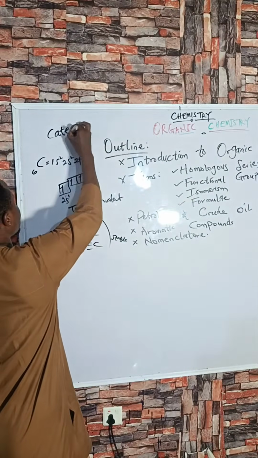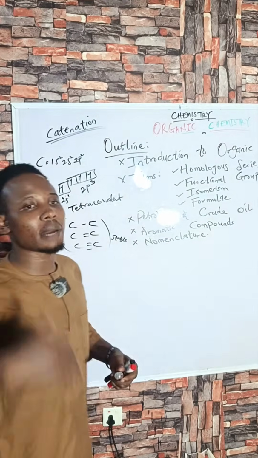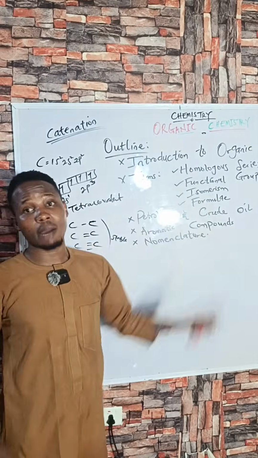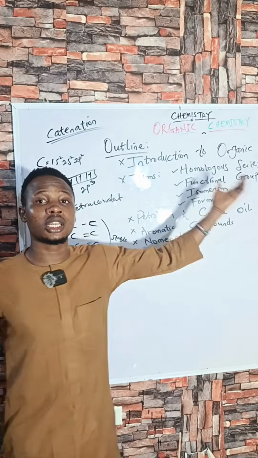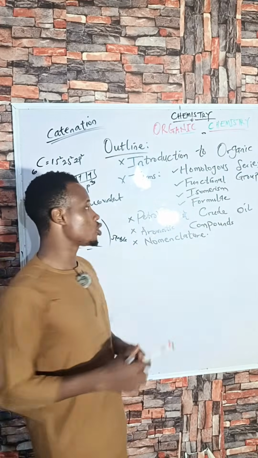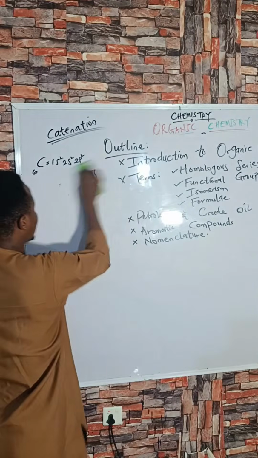So catenation, what exactly do you mean by catenation? Okay. Catenation is the ability of carbon, of an element essentially. In this context, carbon, the ability of carbon to form straight chain, branch chain, or even ring form compounds. Okay. So you think about certain compounds that we come across when we are looking at organic chemistry.